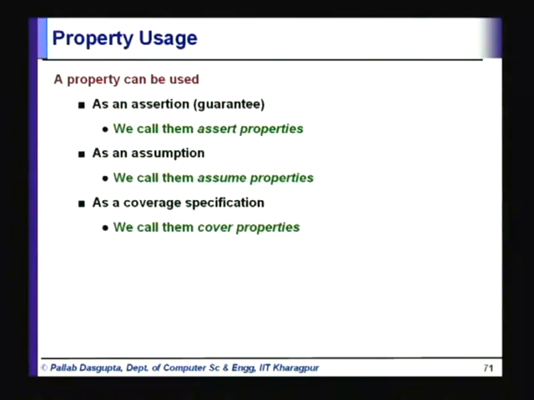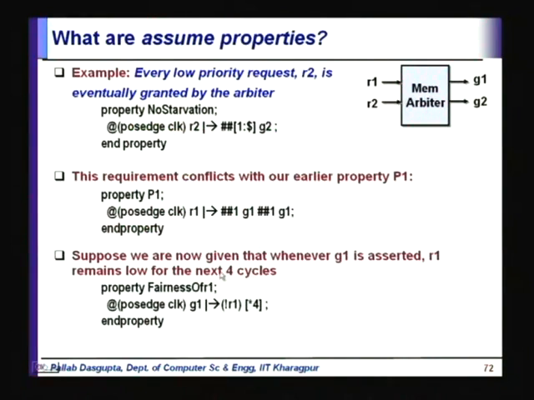Okay, so let us resume our discussion on the three types of property specifications. We were looking at assert properties, assume properties and cover properties. So, let us go into an example to see what the assert and assume properties mean. Let us say that we have this property to check on the memory arbiter.